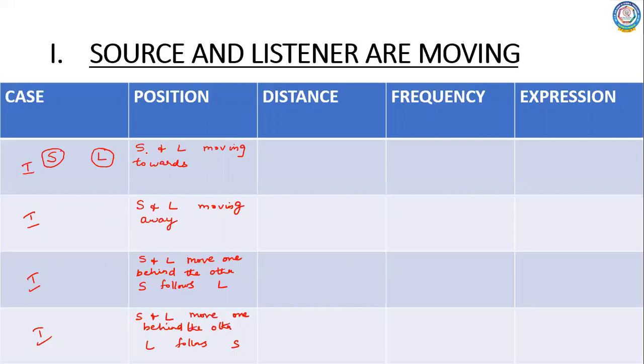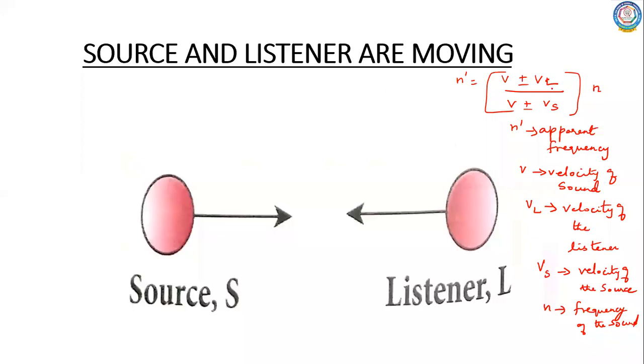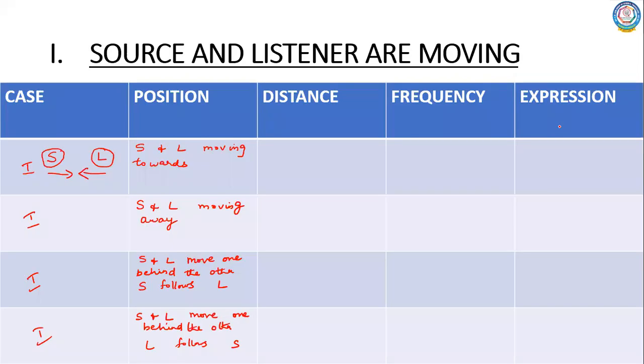Now here source and listener are moving towards each other. So source is moving towards listener and listener is moving towards source. Now in this case, I'm going to write an expression based on the general equation given here with respect to the position. Now in this general equation, I need to add the plus and minus sign with respect to the position of the source and listener here, children.